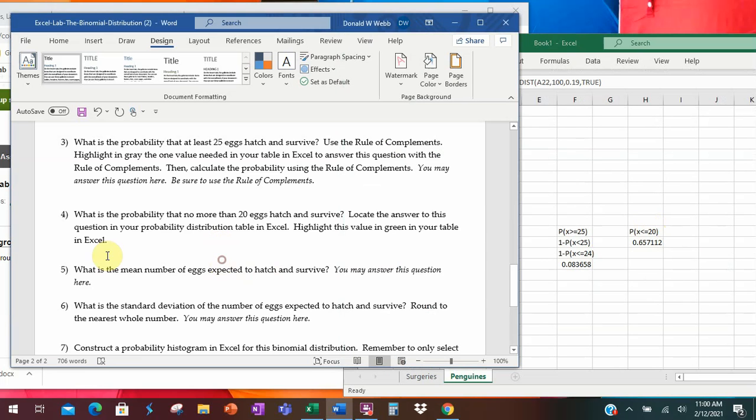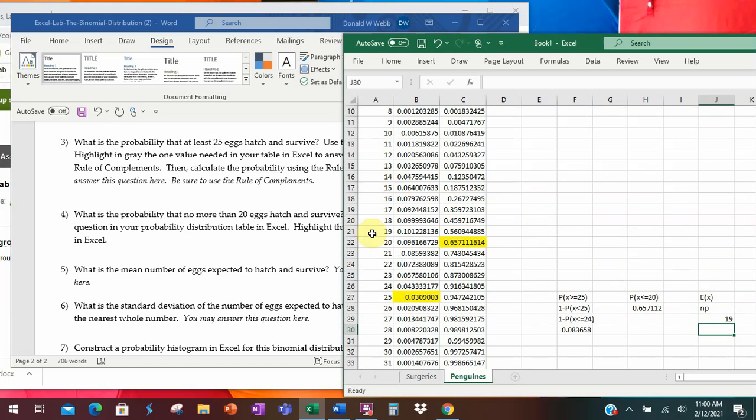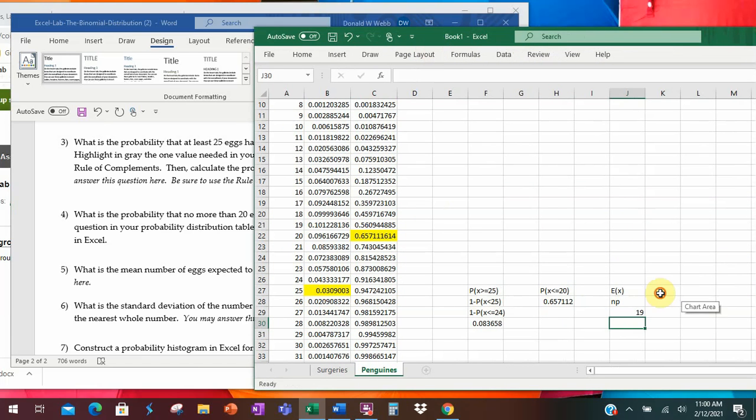What is the mean number of eggs expected to hatch and survive? So here's my expected value, E of X, that's what we call the expected value. And again, that's just the NP. So it's equal to, out of the 100, and a success rate of 0.19. There's 19. So here, look at it, the probabilities start low. They're starting to peak right about that area, and then they drop off. Here's the highest probability. In fact, that's what we are expecting right in there. Okay. But we have some deviation, different 100s are going to be different things.